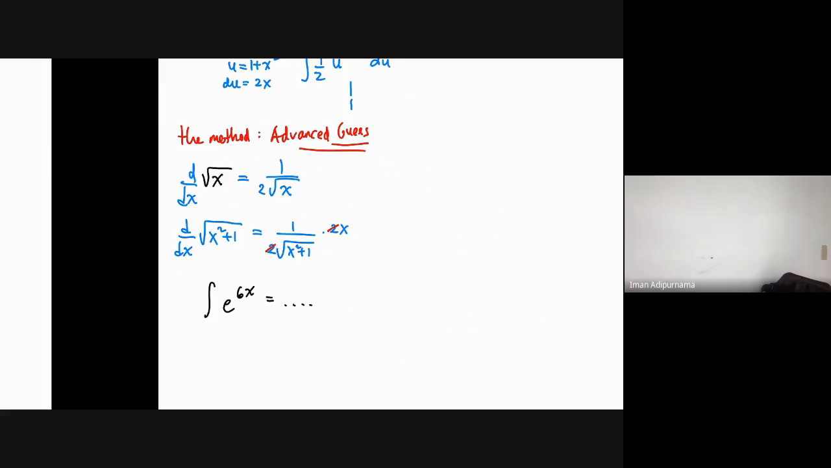If you remember, the derivative of e will be the same e multiplied by the chain rule, right? So let me guess e to the 6x and take the derivative. It will be 6 e to the 6x, right? So your integration will be 1 over 6 e to the 6x plus c. So sometimes with advanced guessing, if you can reverse your equations, it will be faster than the substitution.